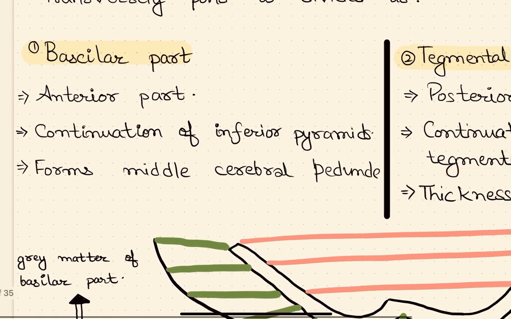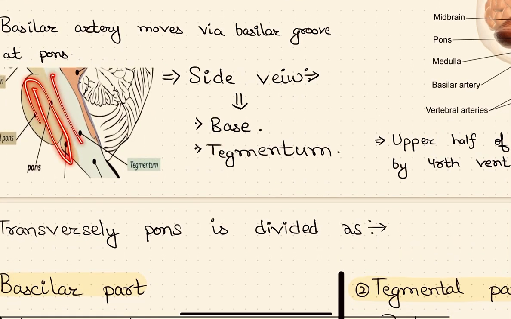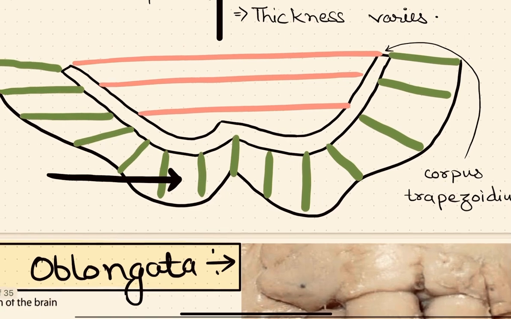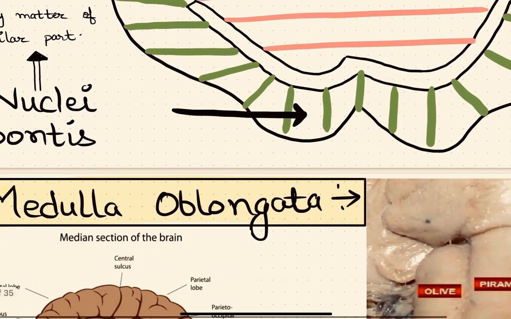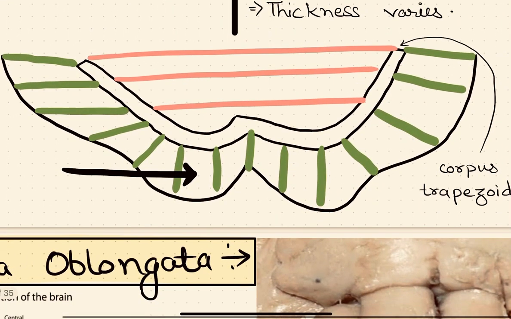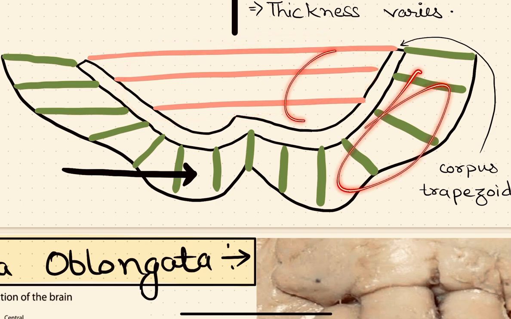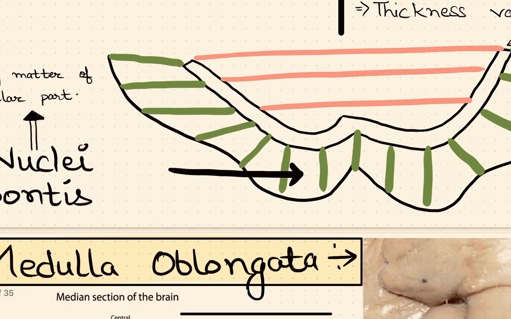The basilar part has a uniform thickness, but the tegmental part has a varying thickness. If we cut a cross section, this particular part is the basilar part, and posterior to it we have the tegmental part. The basilar part and tegmental part of the pons are separated by the corpus trapezoideum. The basilar part has certain nuclei, groups of cell bodies, like the nuclei pontis, which is the gray matter of the basilar part. It makes corticopontine links between the cerebrum and brainstem.